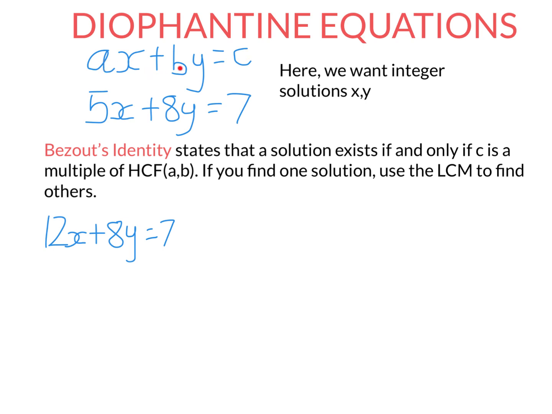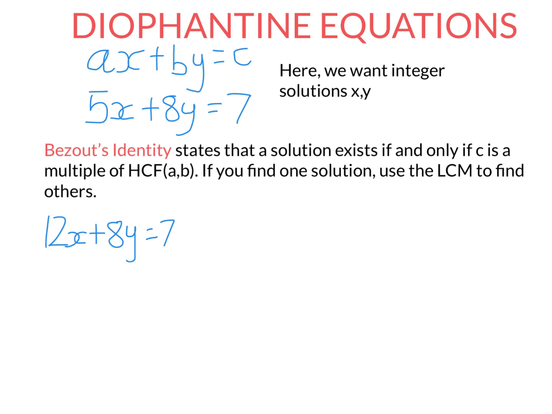They're of the form ax plus by equals c. Here a, b, and c are constants. They're numbers given to us, and we want to solve for x and y, but moreover, we want x and y to be integers. So an example of a Diophantine equation is 5x plus 8y equals 7. To solve that, we want to find integers x and y that make this statement true. So in this equation, we have a is 5, b is 8, and c is 7.